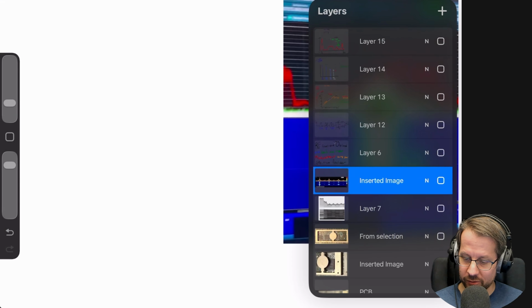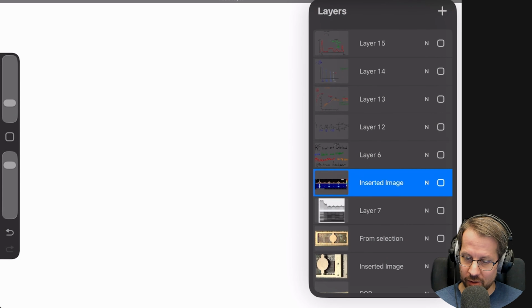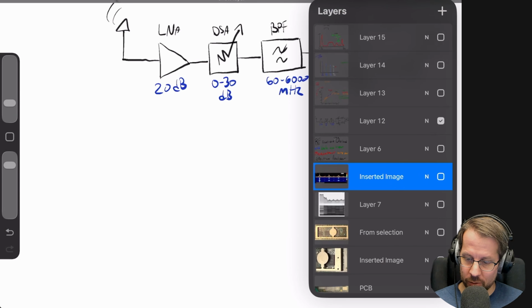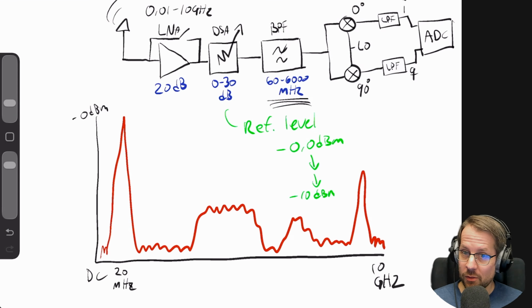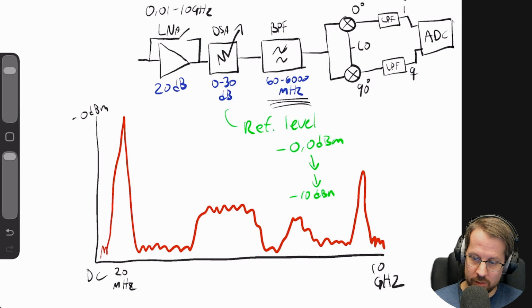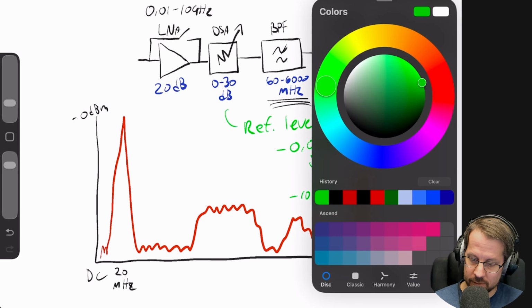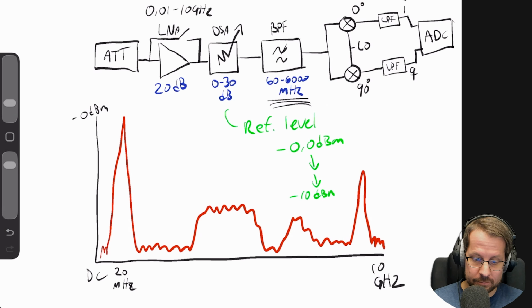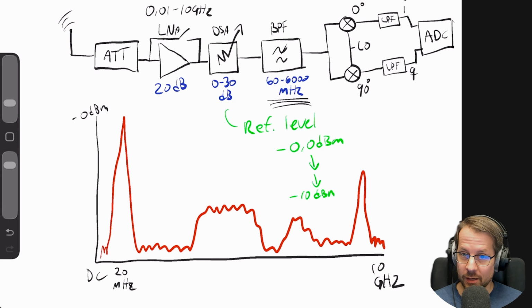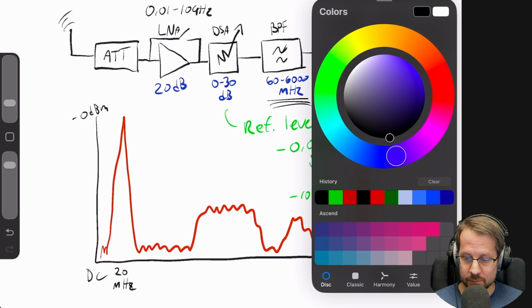So there are many types of examples. It's really easy to see, that's what I'm trying to say. It's really easy to see when things start to overload, right? So one of the things that you can do to protect it, and then we remove this, and then we add something in the front. First, we can use an attenuator. Attenuator in the front. The attenuator will, of course, only attenuate the signal.